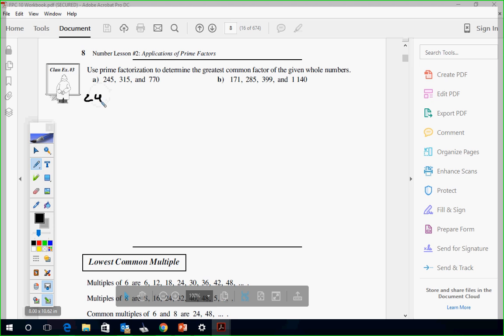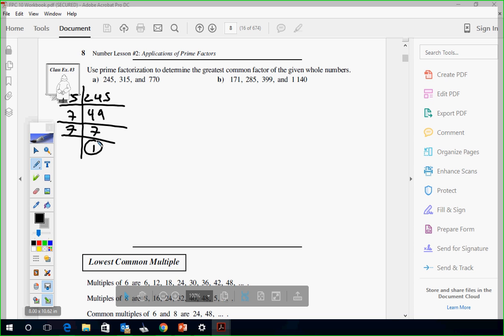So 245. The first thing to divide it by was 5. 245 divided by 5 is 49. Divide that by 7, you get 7. Divide that by 7, you get 1. So 5, 7, and 7 is the prime factorization of 245.